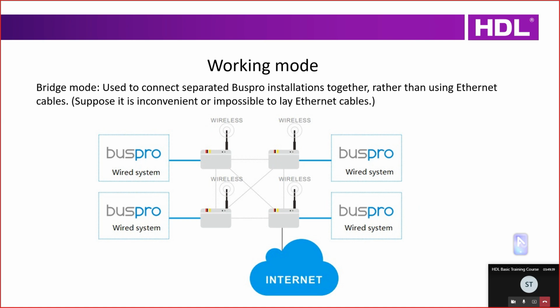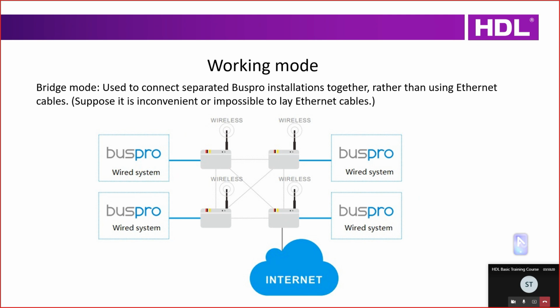Bridge mode is used to connect separate Bus Pro installations rather than using Ethernet cable. So it is very convenient. Suppose it's inconvenient or impossible to lay Ethernet cables, for example, when you use our Bus Pro wired system and you have already set the wirings and a lot of things, so it's impossible to lay Ethernet cables, then you can use our Bus Pro wireless.